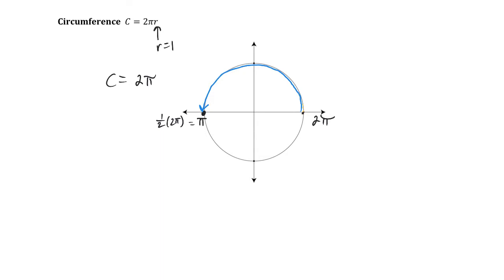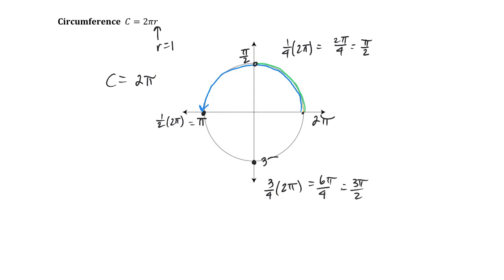All right, and then we can just do the same idea here. This point right here would just be going a quarter of the way, so this right here is at π/2. And then here we would be going 3/4 of the way around. That would be 6π/4, which is 3π/2. So this is 3π/2. Great, okay, so there are some important points on the unit circle.